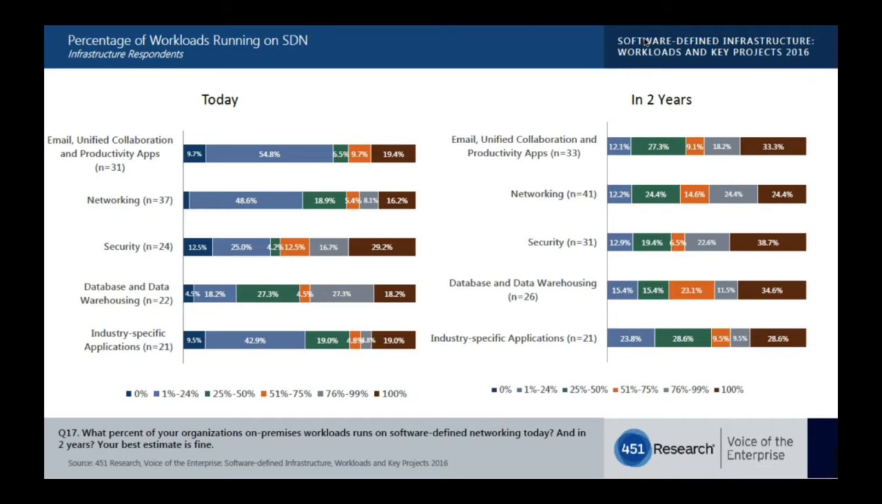This slide right here shows the percentages of enterprise on-premises workloads running on SDN today and then in 2 years. The top 3 SDN workloads are security, unified communications, and industry-specific applications. But database and data warehousing will overtake both industry-specific applications and unified communications to become the number 2 SDN workload to security in 2 years. We attribute that to the huge amounts of data being churned through by analytics programs and the wealth of information that can be gleaned from them for optimizing and monetizing business operations. Next slide, please.